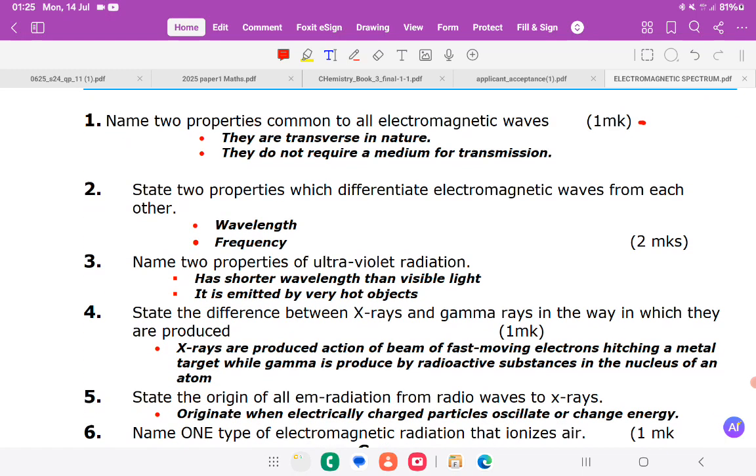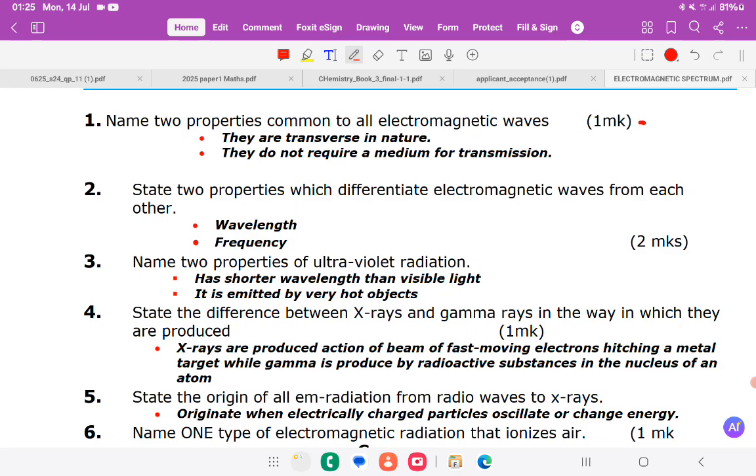Name two properties of UV radiation. There are some properties that are unique to particular radiations in the electromagnetic spectrum. UV radiation, or ultraviolet radiation, has a shorter wavelength than visible light. This requires you to know these in order.